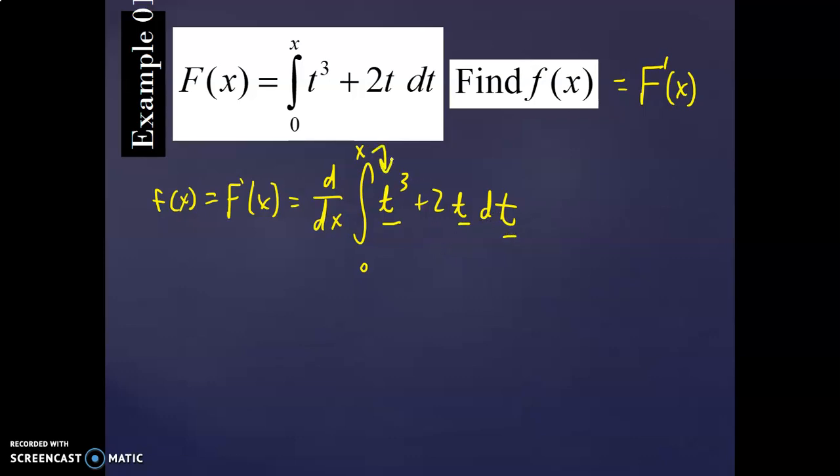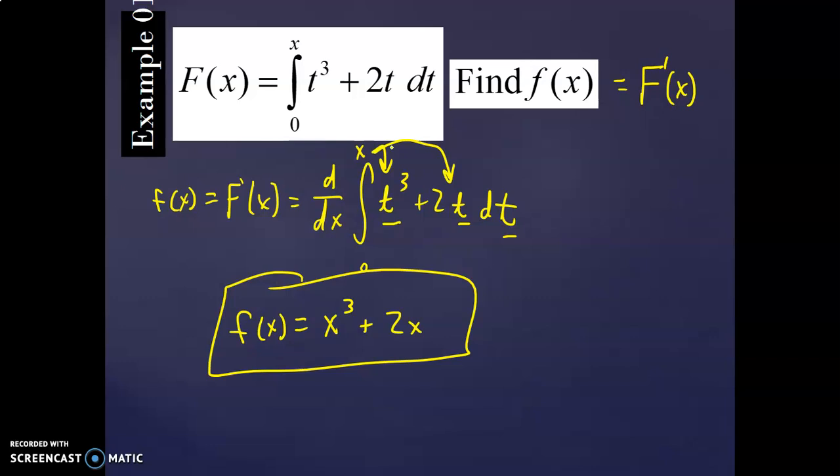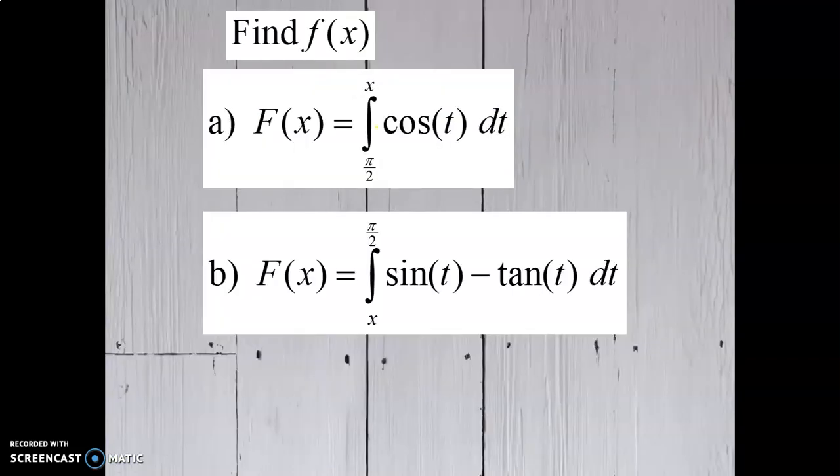So all I have to do is plug in x anywhere that I see t. So my answer for little f of x is going to be not t cubed, but x cubed, and then not 2t, but 2x. And I'm done. So as long as you have a constant on the bottom and then the variable on top, you're just going to plug in the variable if you're taking the derivative of an integral. So derivatives and integrals are just going to cancel each other out. All right, you guys do these two and then check your work.